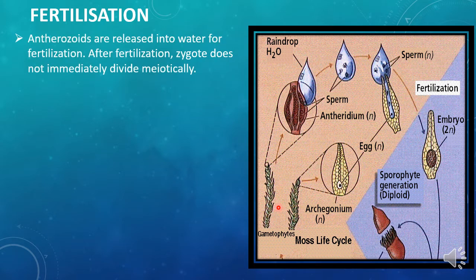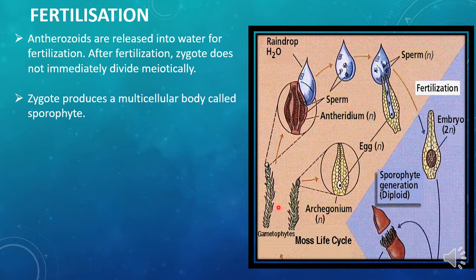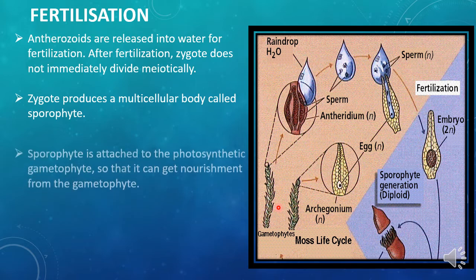Anthrozoids are released into water for fertilization. After fertilization, the zygote does not immediately divide meiotically. The zygote produces a multicellular body called sporophyte. So the sporophyte is formed from the diploid zygote, so it is diploid in nature.